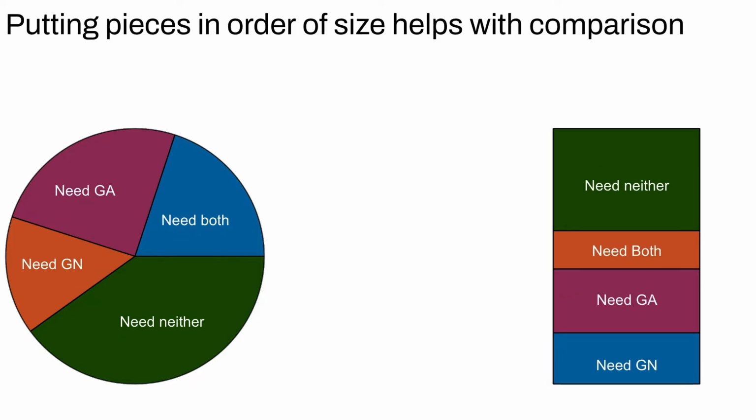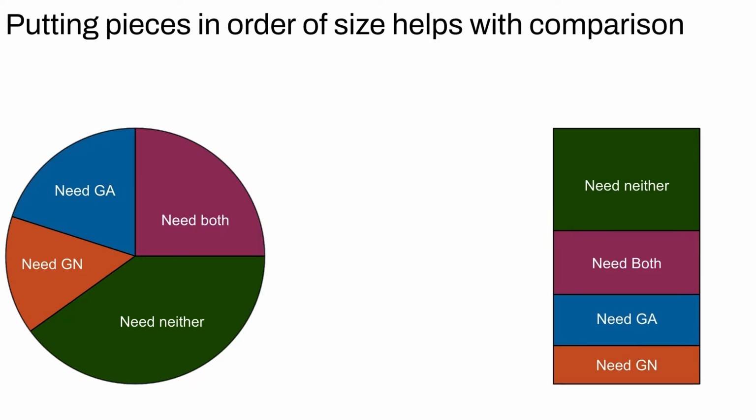Something else that can help though, if we have slices or bars that are close together in size, is to just order them by that size. If we place them in order from largest to smallest, then somebody looking at our plots can immediately tell the order in which they should be coming. And so here I now know that the need general arts is larger than the need general science, or GN, just by looking at the order in which this plot is arranged.